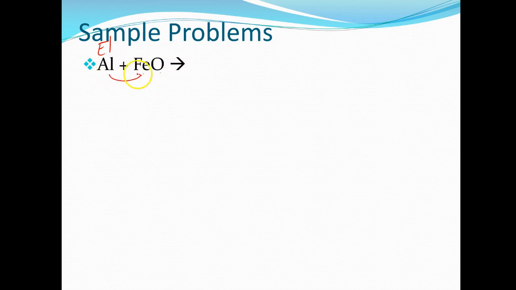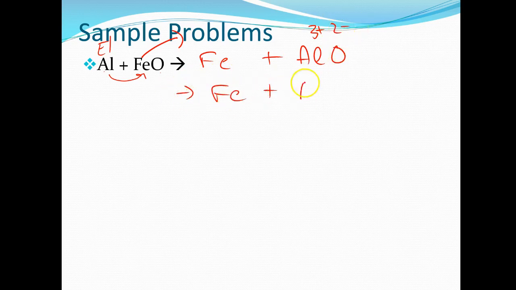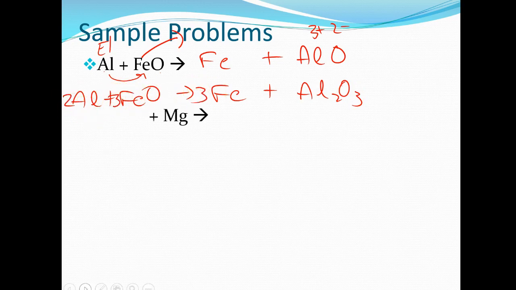Aluminum is indeed higher than Fe. That means Fe gets kicked out. So you're going to have Fe all by its lonesome. And then the aluminum and the oxygen are going to hook up, and you're going to drop and swap charges on these guys. So you're going to get Fe plus Al2O3. So balance the equation. Put a 3, and a 2.